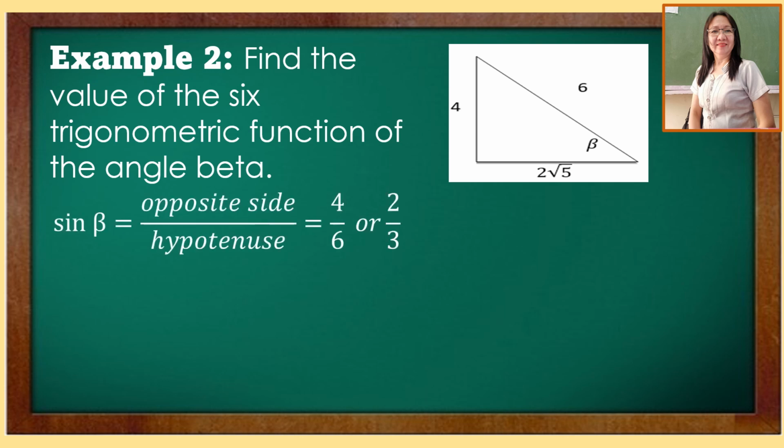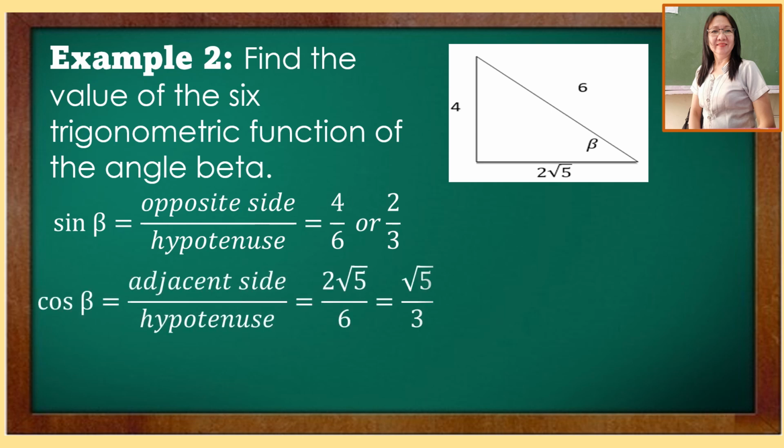So sine beta, which is described as the opposite side over the hypotenuse, is equal to 4 over 6, or simplified to 2/3. Cosine beta, which is the adjacent side over the hypotenuse, is 2 square root of 5 over 6, wherein 2 over 6 is simplified to 1/3. So we have square root of 5 over 3.